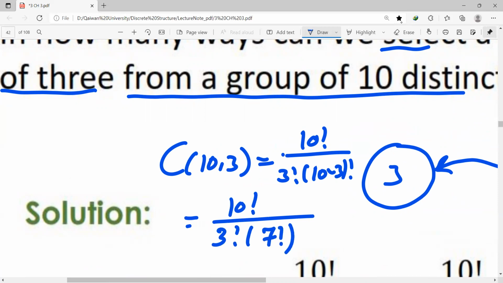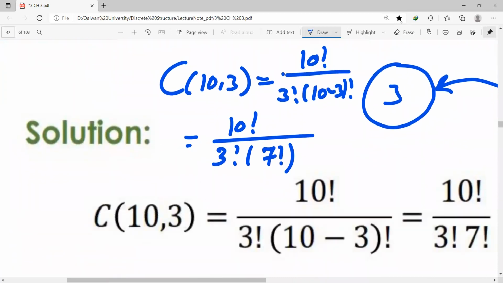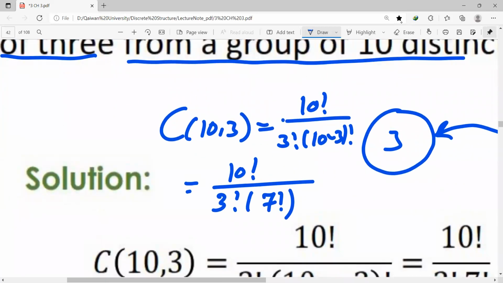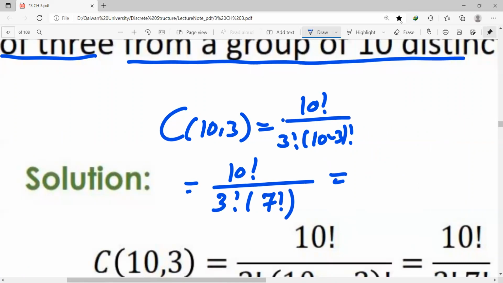We now expand the numerator. To expand the numerator, we get, let me clean this one here. This equals 10 times 9 times 8 times 7 factorial, until the highest factorial in the denominator. We just expand it till we get the highest factorial in the denominator. In the denominator, we have 7 factorial as the highest factorial. So we just expand the numerator till we get 7 factorial.